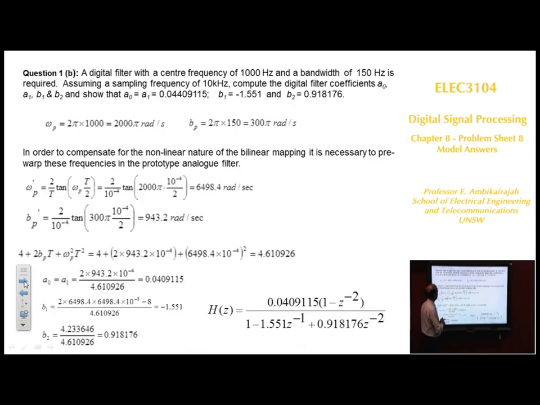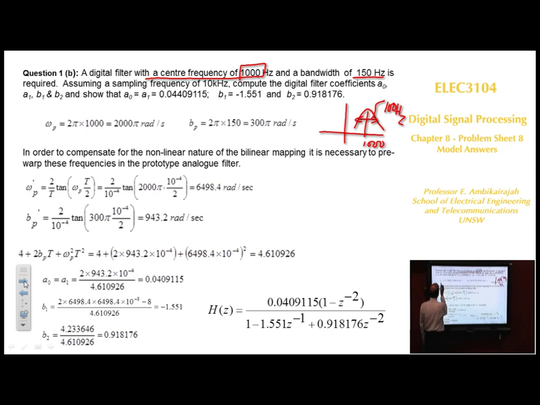And the next part is the one which actually looks at pre-warping. So a digital filter with a center frequency of 1000 Hertz, bandwidth of 150 Hertz. So it's a center frequency of 1000 Hertz, and the bandwidth of 150 Hertz. Now we've got to implement this one, and you've got to make sure you get a digital filter now. And what we need to do is warping here.